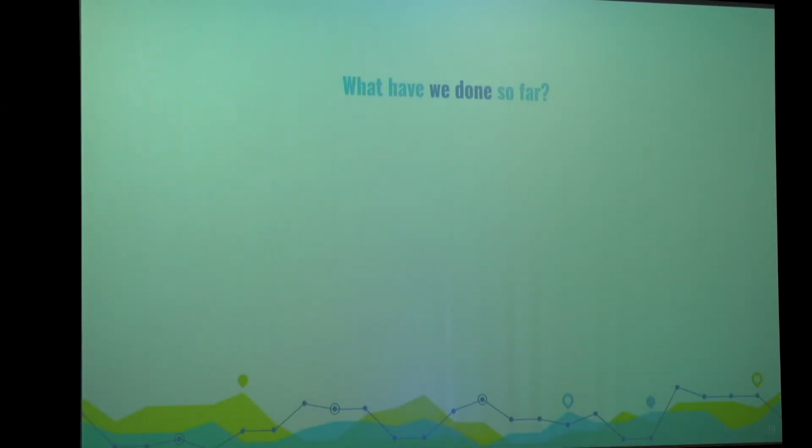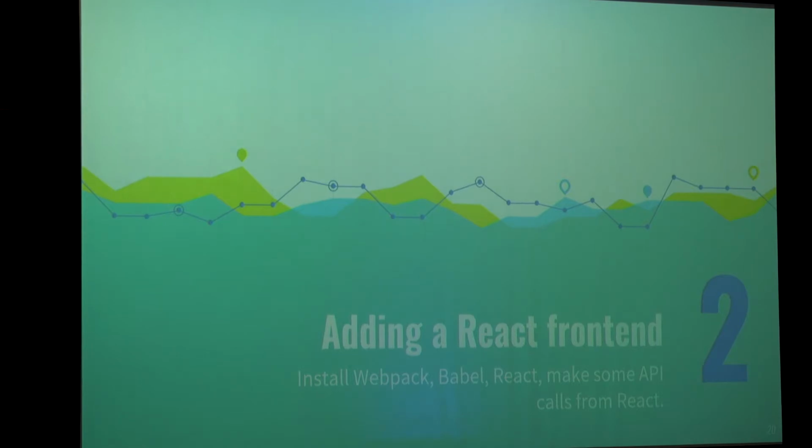So what have we done so far? Right now, all we've done is create a web application. The web application can send HTML web pages, but it can also send JSON responses from API calls. So it's a good start. And from that, we'll look into adding a React front end.